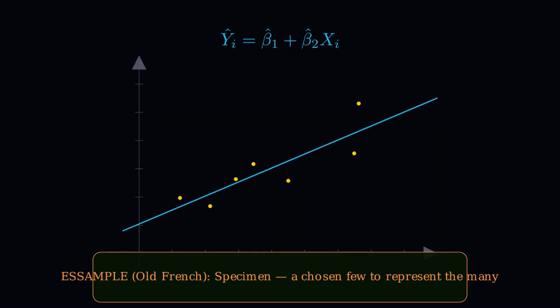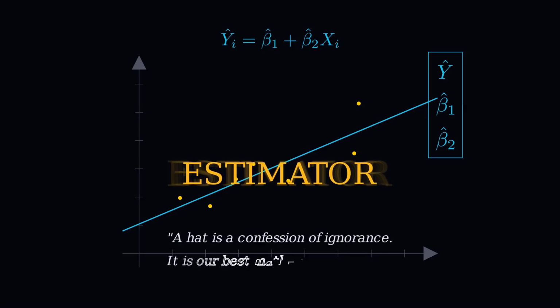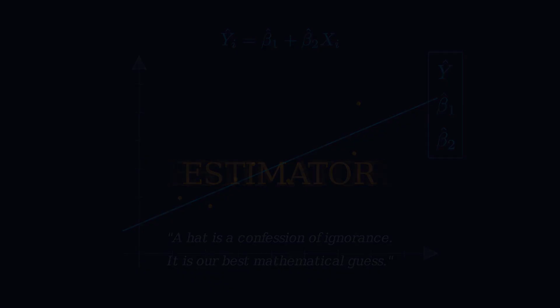Because we are blindly guessing the ultimate truth, we place a mathematical symbol over our letters, a little roof, called a hat: Y hat, beta 1 hat, and beta 2 hat. Whenever you see a hat in econometrics, it is a confession of ignorance. It indicates that the number is merely an estimator, our best mathematical guess, based on the limited fragmented specimen we happen to hold in our hands.